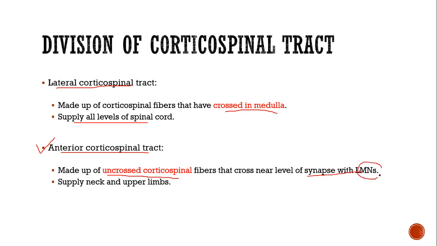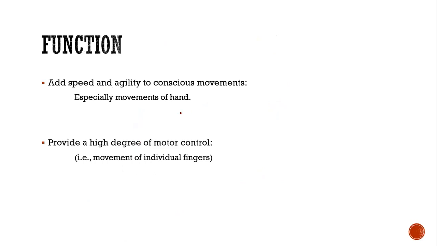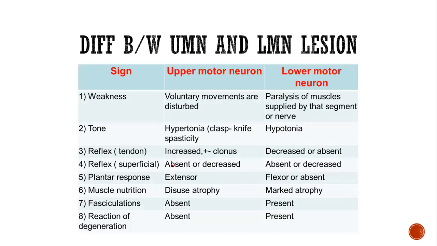near the level of the synapse of the lower motor neuron. तो ये बिल्कुल spinal cord के level पे cross कर रहे हो, तो ये ऊपर कहीं cross नहीं करते. ठीक है, they supply the neck and the upper limbs usually. So this is pretty much a summary of both the tracks जो भी अभी आपको बताएं. तो फंक्शन वाइज they add speed and agility to the conscious movement, especially the movements of the hand, and they provide a high degree of motor control, which is moving the individual fingers.